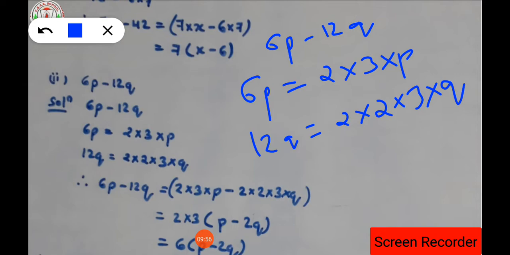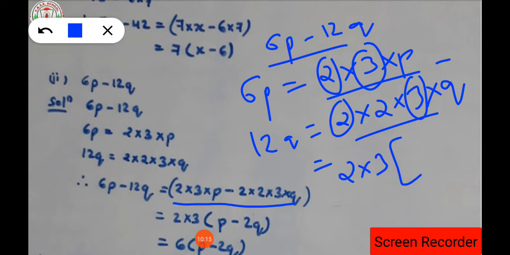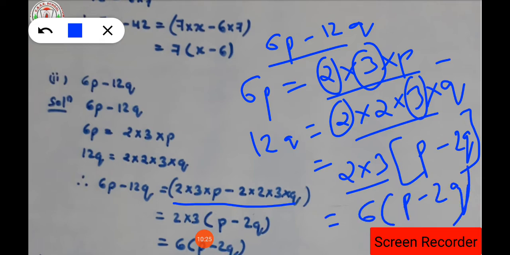Now what is common here? We can see the common is 2, we can see the common is 3. So while writing the question, 6p minus 12q, this term will be subtracted from this term, isn't it? So what will be common? Common is 2 into 3. So what will be left out? That is p minus 2q. This is left out. So 3 into 2, it will be 6 into p minus 2q is the required answer.